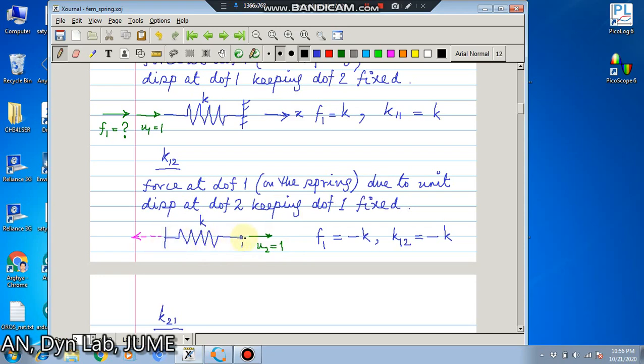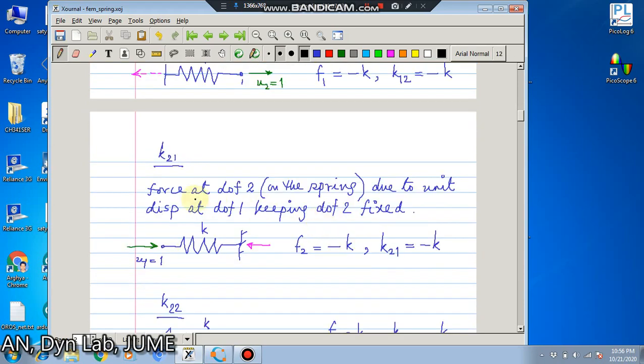So if you give a displacement 1 here, the force on the spring will be this one. That is minus K, because the force is in the negative x direction. So K12 will be minus K.